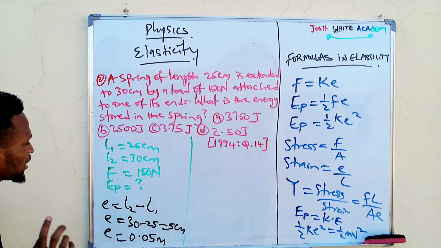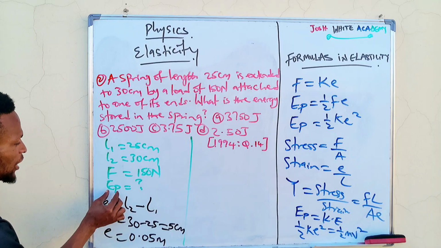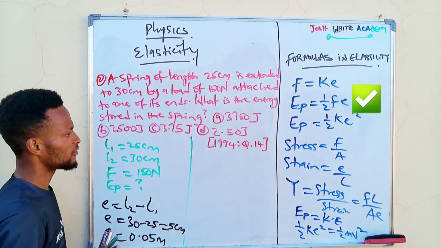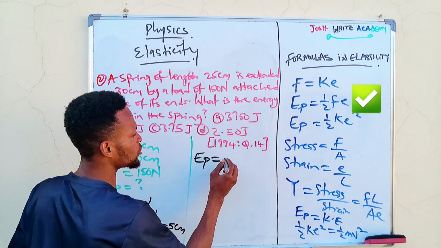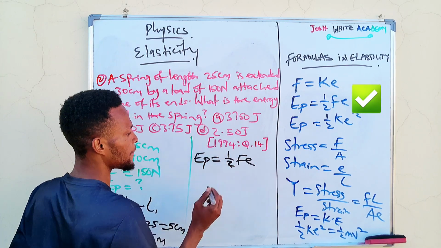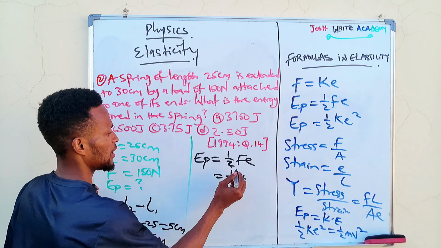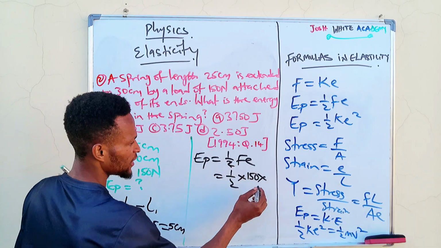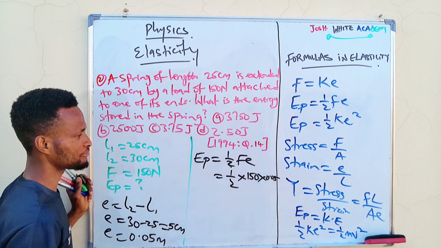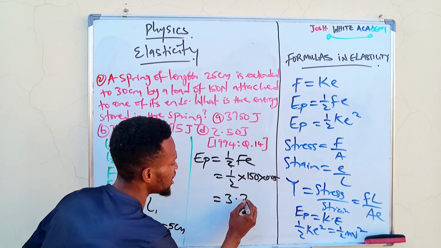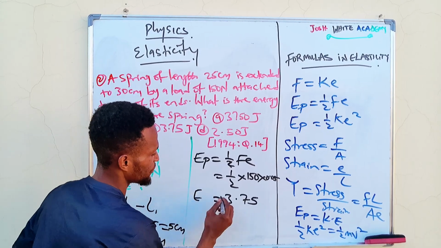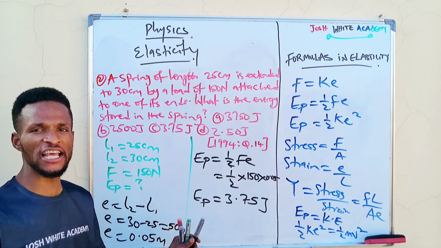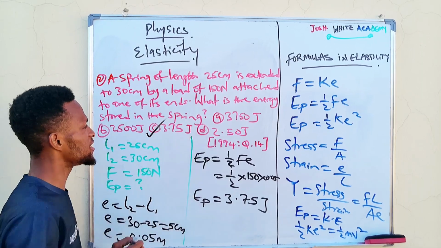Now our data is F, extension, and elastic potential energy. Our elastic potential energy is equal to 1/2 Fe. Our F is 150, our extension is 0.05. So it will give you 3.75 joules. So our answer is 3.75 joules. That's C.